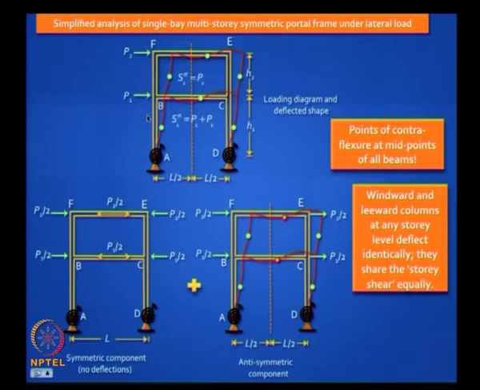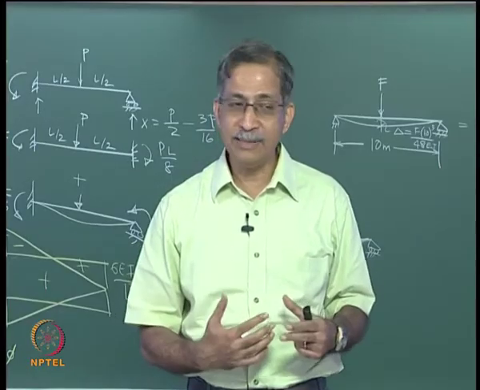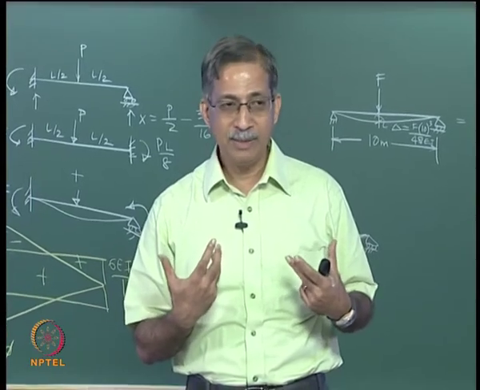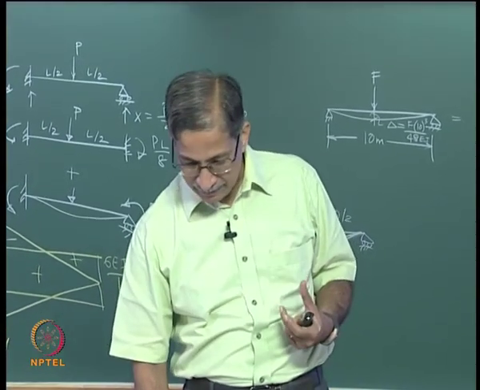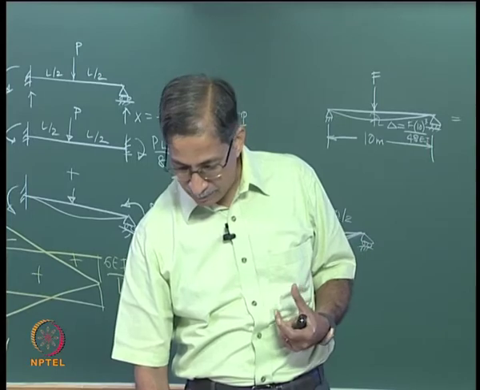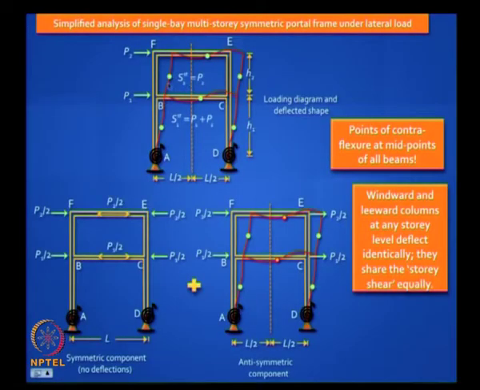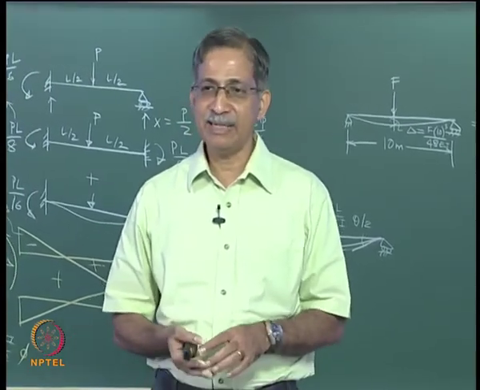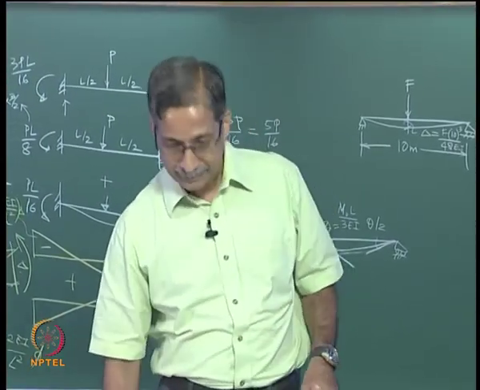So you will find the ground floor columns take more shear than the upper story columns, so they will be loaded more heavily. The point made is that this story shear will be shared equally by this and this, and this story shear will be shared equally by this and this. With that assumption we can solve this problem. We will stop here and complete this very interesting simplified analysis in the future. Thank you.